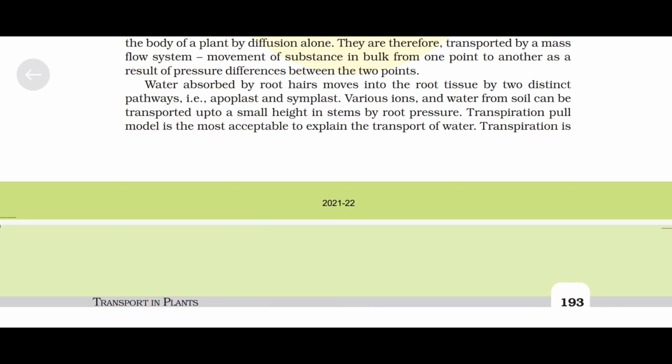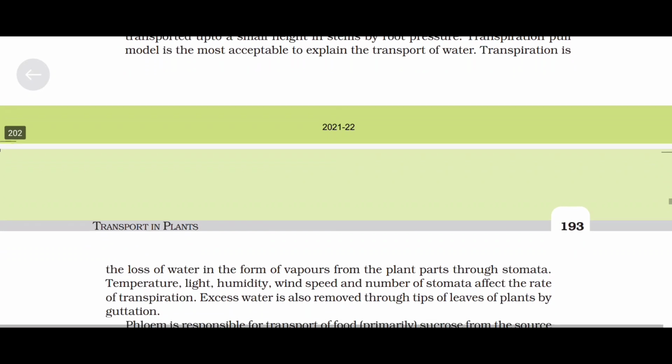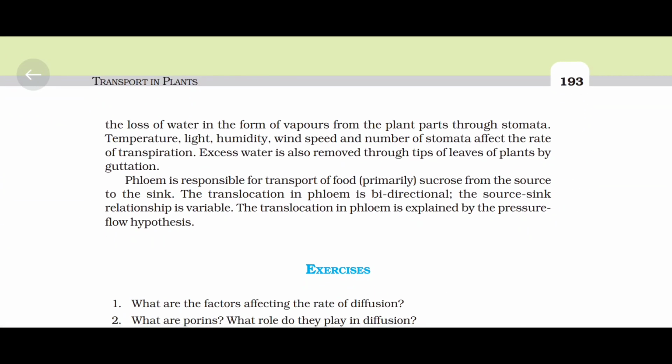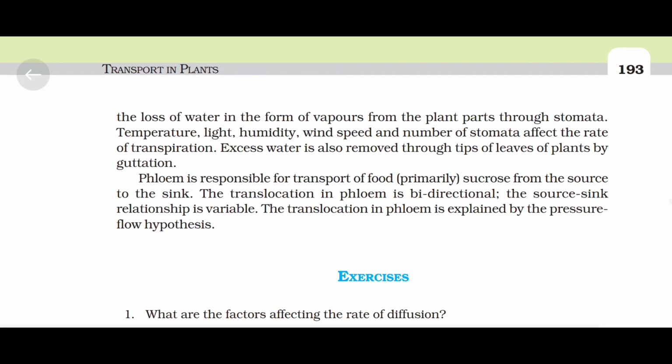Transpiration pull model is the most acceptable to explain the transport of water. Transpiration is the loss of water in the form of vapors from the plant part through stomata. Temperature, light, humidity, wind speed, and number of stomata affect the rate of transpiration. Excess water is also removed through tips of leaves of plants by guttation.